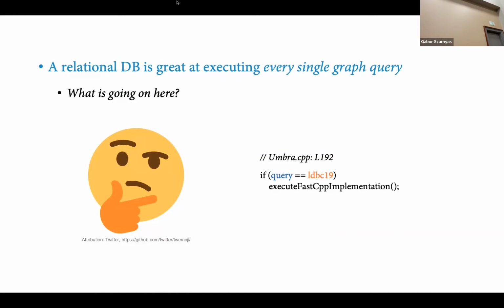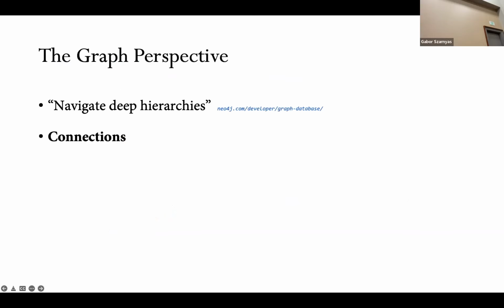So a relational database is great at executing all the various graph queries, including the shortest path queries, which is kind of weird, kind of unexpected initially. So what's going on here? Do we have an implementation where we simply cheat and check if the query is LDBC 19 and then execute the C++ implementation behind the scenes? No, of course not. We simply take in the SQL, process it, and execute it, and it seems we are still fast. But before I talk about how we achieve this, let's look at the graph perspective.